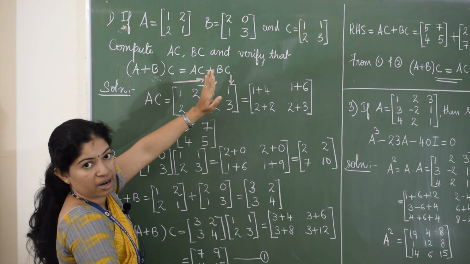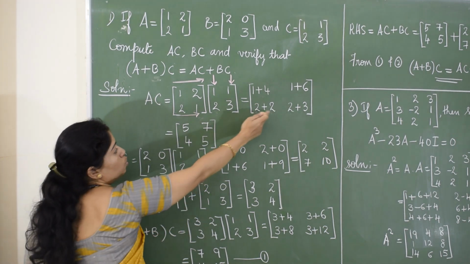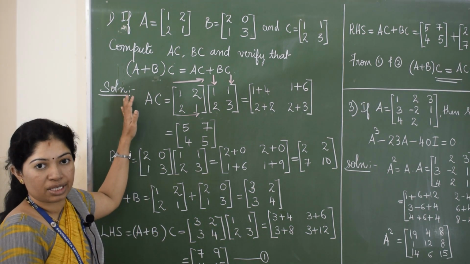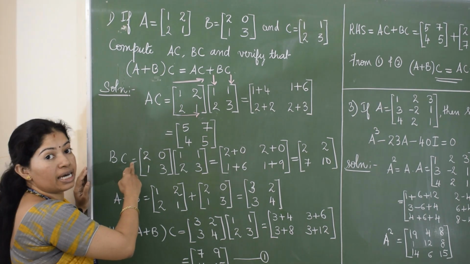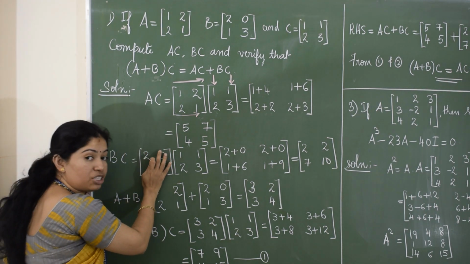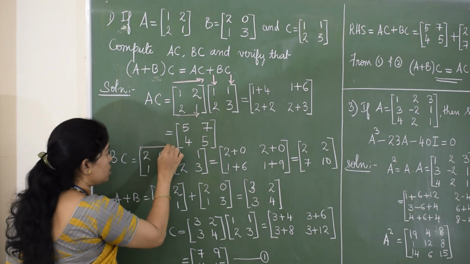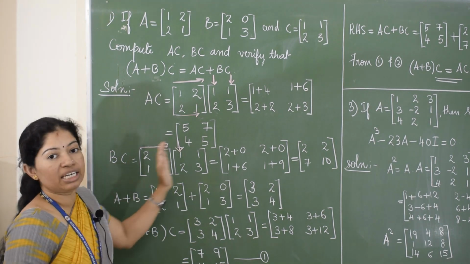Next you have to simplify them. So here 1 plus 4 is 5, 1 plus 6 is 7, 2 plus 2, 4, 2 plus 3 is 5. So we got our AC. Next we have to compute BC. So write BC is equal to, first write the matrix B, then write the matrix C. Again same procedure, row by column. So use the procedure and find BC.